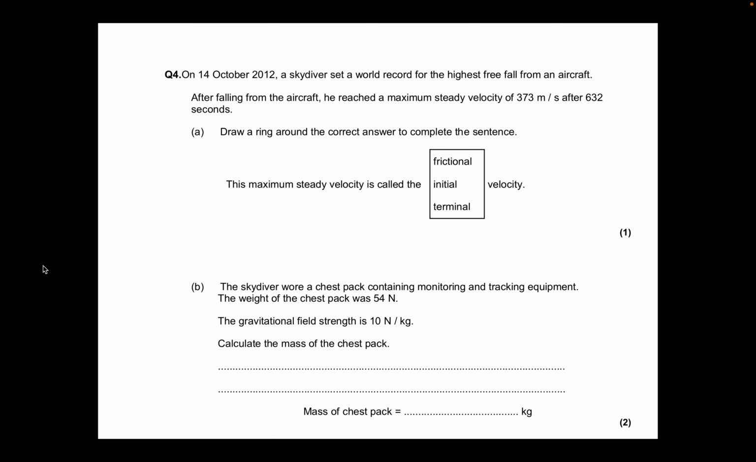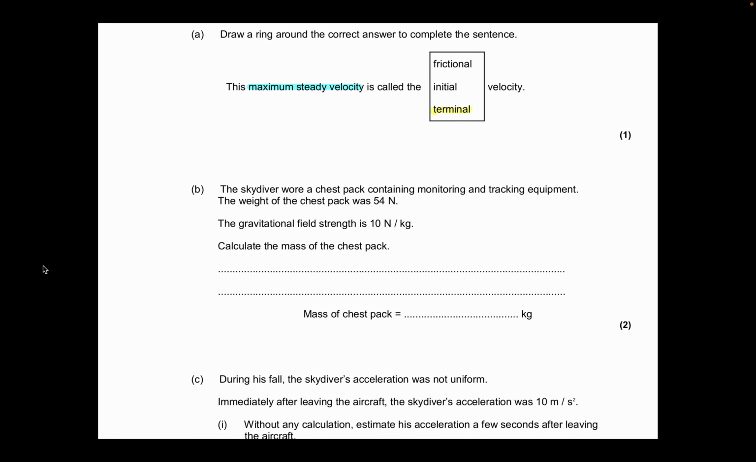Now, when they use the keyword maximum steady velocity, they are referring to the term terminal velocity. This is one of the keywords so that you guys know what this means. So that means the answer is going to be terminal velocity. Okay. All right.